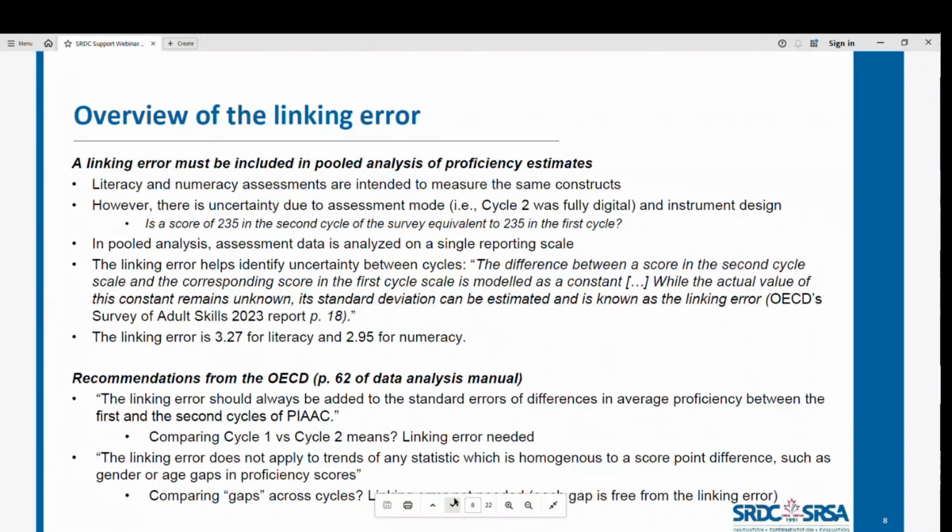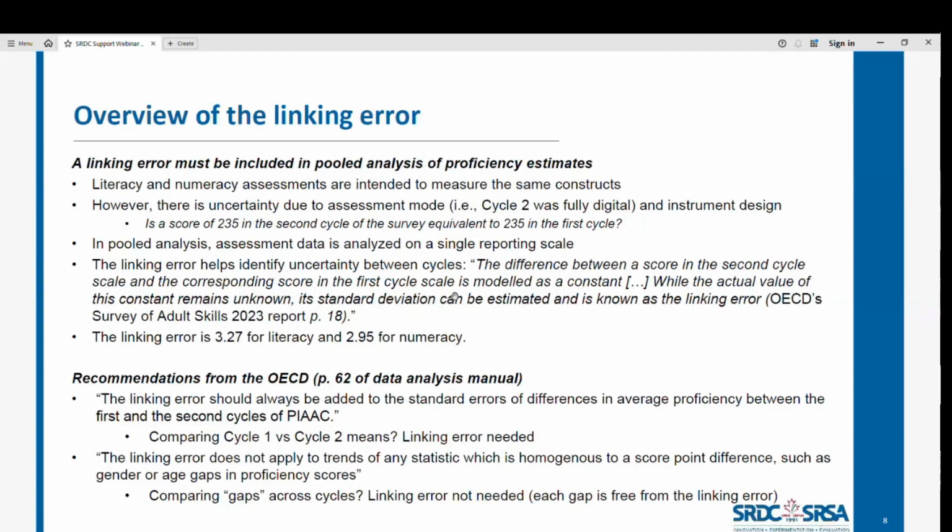There's a quote here from the OECD in their initial report, and I'm just going to read it out because I think it's really helpful. "The difference between a score in the second cycle scale and the corresponding score in the first cycle scale is modeled as a construct."